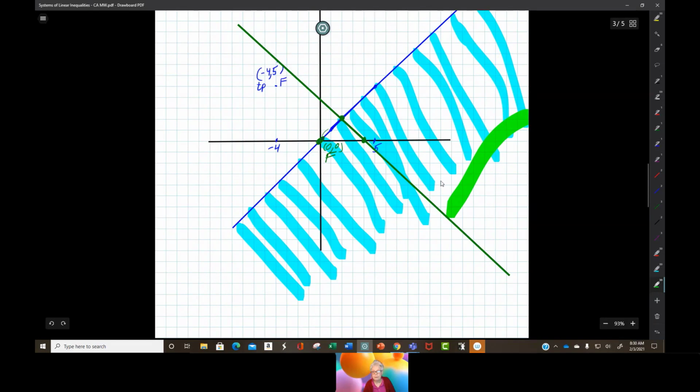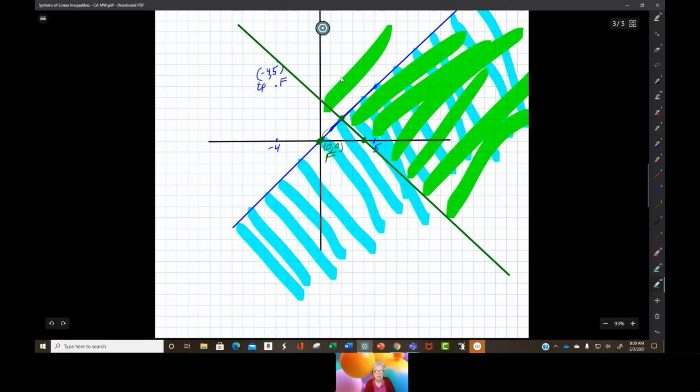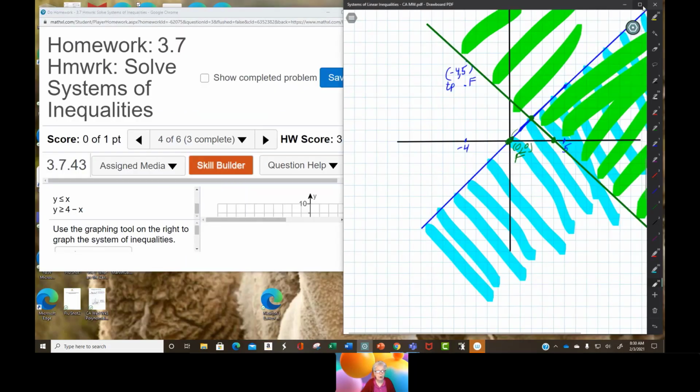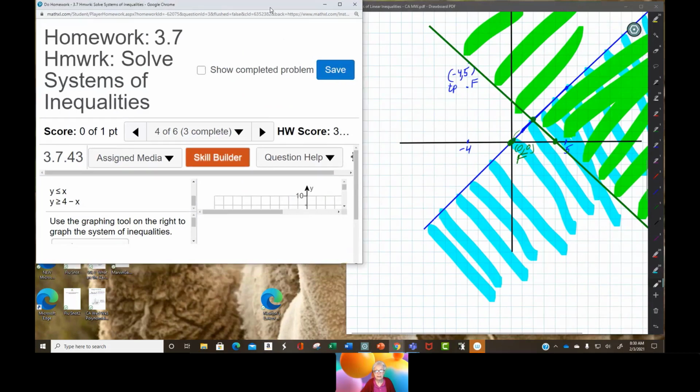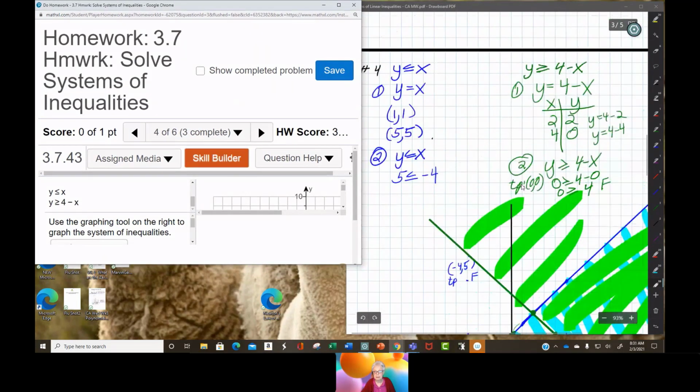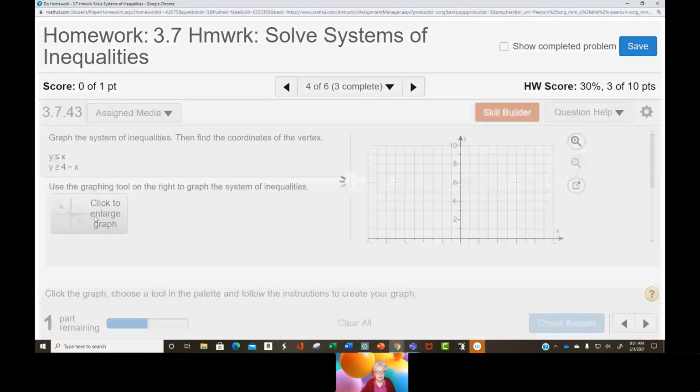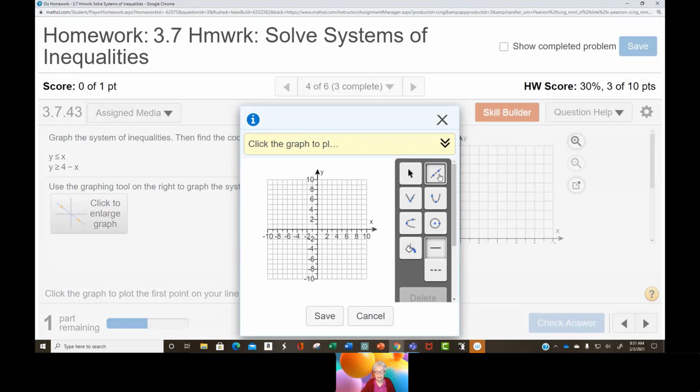And I can already tell where the overlap is going to be. Over here. Now I'm not going to worry about the vertex yet. I'm going to go ahead and graph this first, because they're almost always two separate questions. Straight line. 1, 1, and 5, 5.